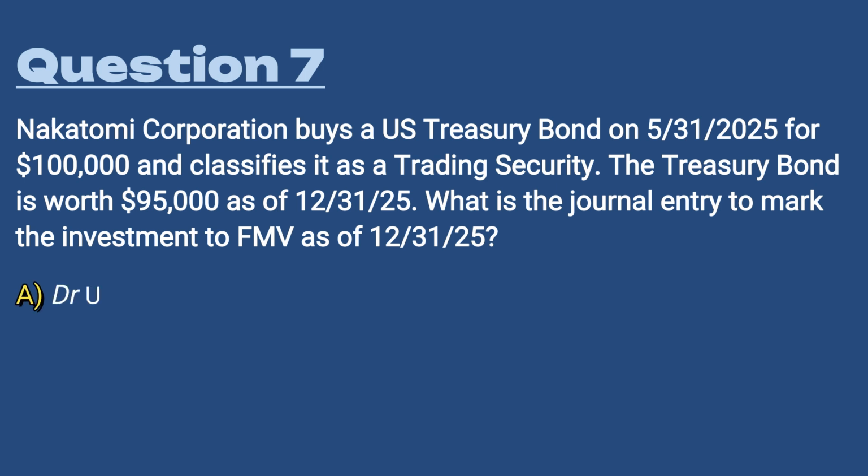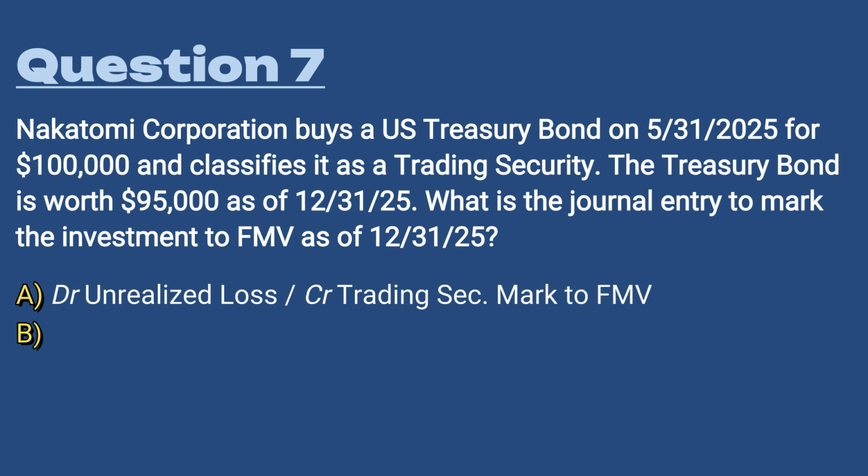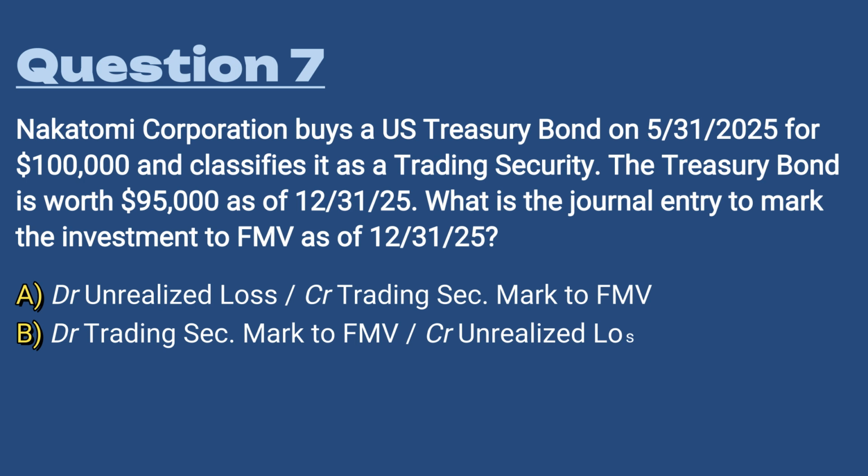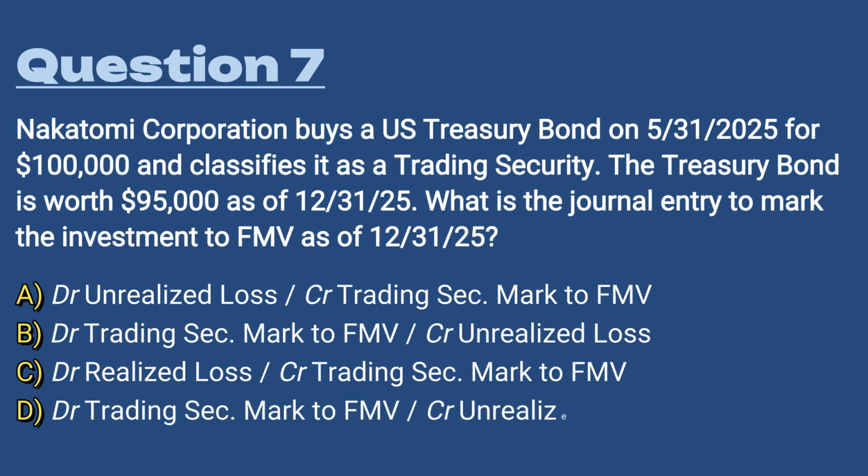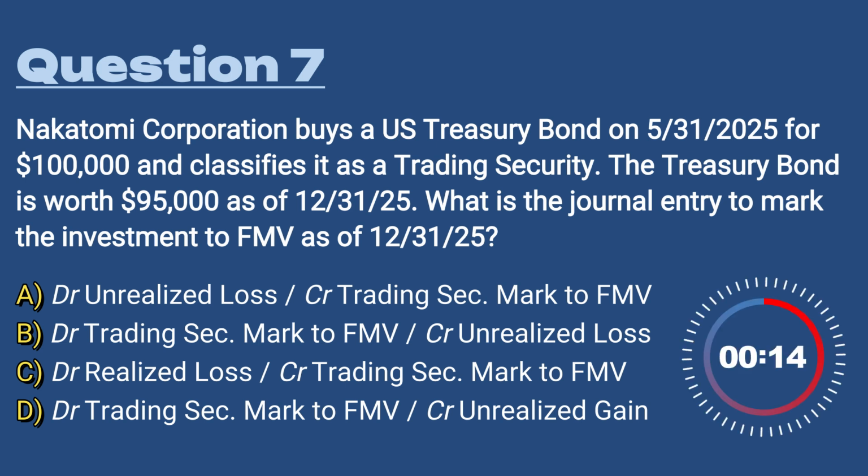A, debit unrealized loss. Credit trading security marked to fair market value. B, debit trading security marked to fair market value. Credit unrealized loss. C, debit realized loss. Credit trading security marked to fair market value. Or D, debit trading security marked to fair market value. Credit unrealized gain.